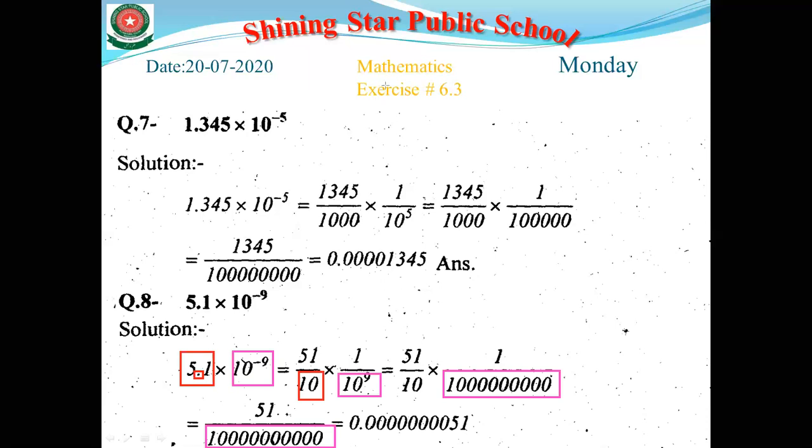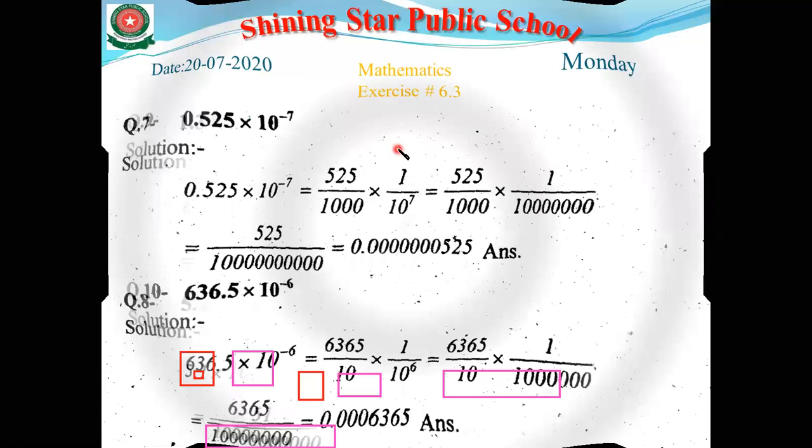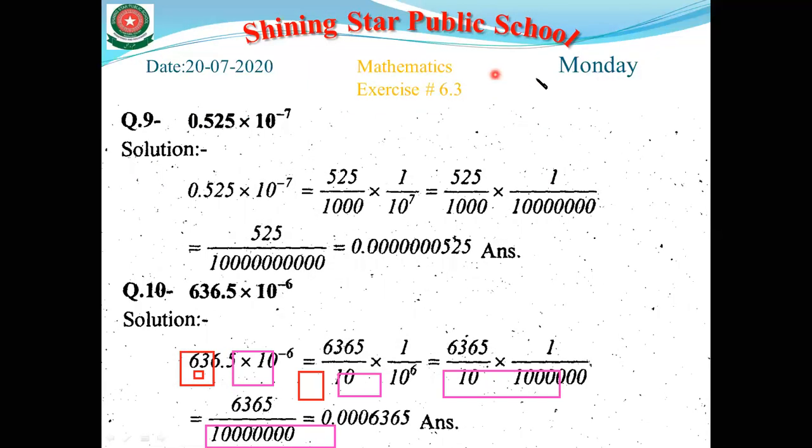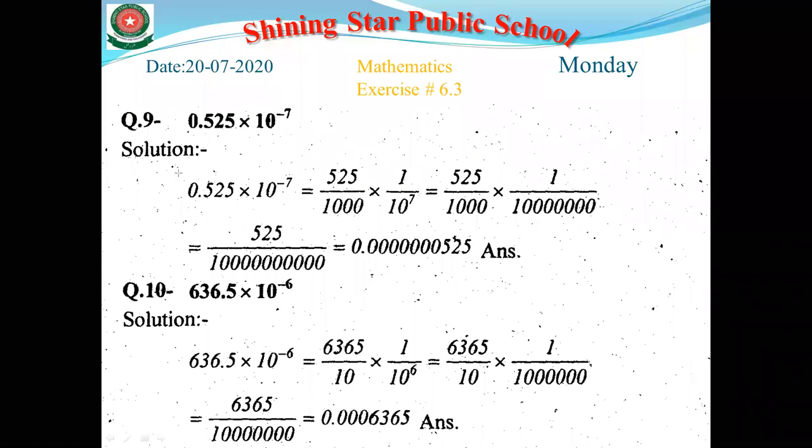Now we start question number 9. In question number 9, we have 0.525. In this question, we have here the point. After the point, we have how many digits? 3 digits. 5, 2, 5. How many digits? 3 digits. So that's why we write here 1 and 3 zeros.